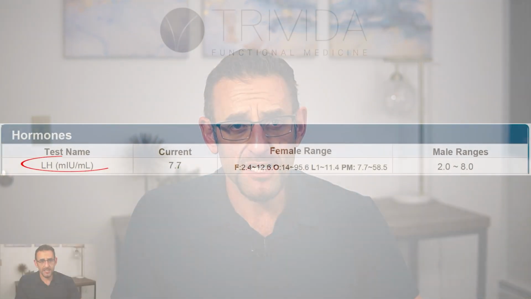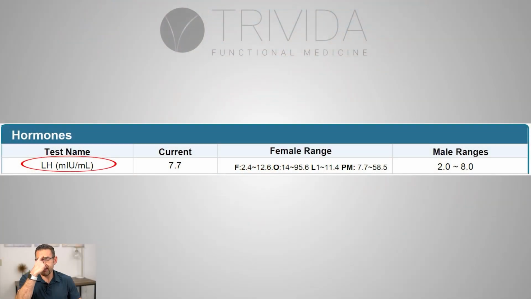LH stands for luteinizing hormone. This is another hormone produced by the pituitary gland, calling out to the ovaries in women, and in males, testicles, to help the production and the release of eggs, or the production and the release of sperm. So this is just telling me in males and females if you're still fertile or not.